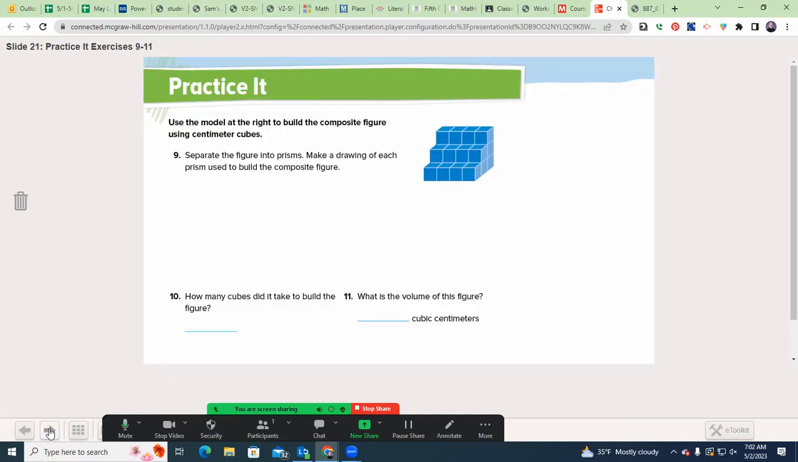Let's scroll on down here a little bit to 9 and 10. Do the same thing, but now you're going to have 1, 2, and 3 different prisms. You may pause the video now.